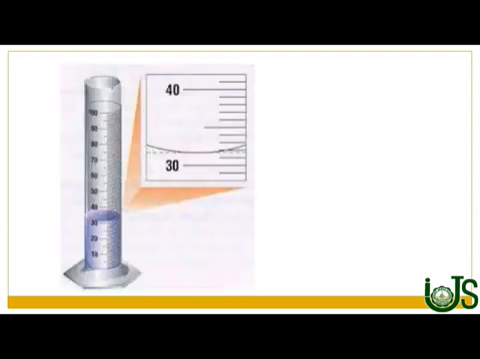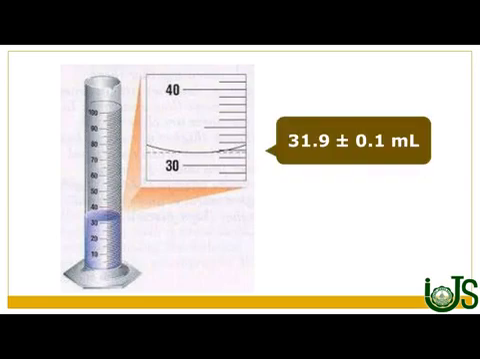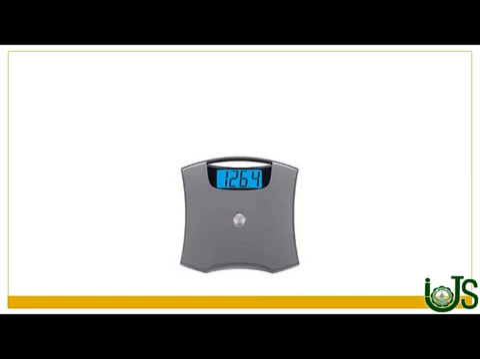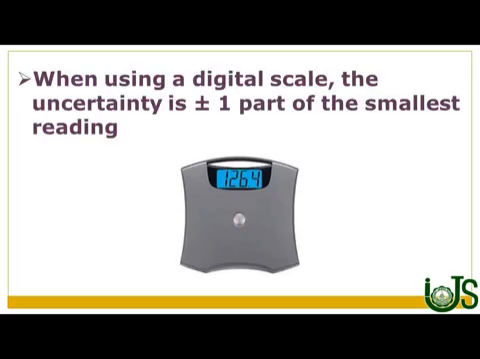Now, another example in graduated cylinder. So, based on the reading of the meniscus, the measurement is 31.9 positive negative 0.1 ml or milliliter. Now, if you are going to use the digital scale or the digital instrument, the uncertainty must be positive, negative, 1 part of the smallest reading. So, for example, in this picture, the smallest reading is the first decimal place. So, the uncertainty would be 0.1 grams.